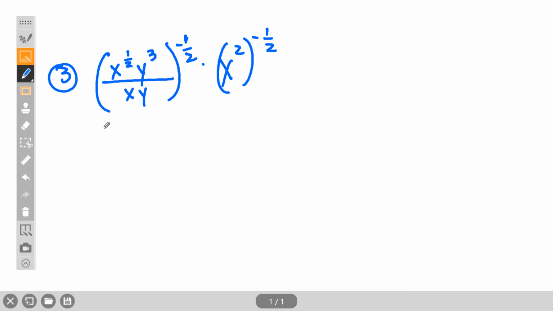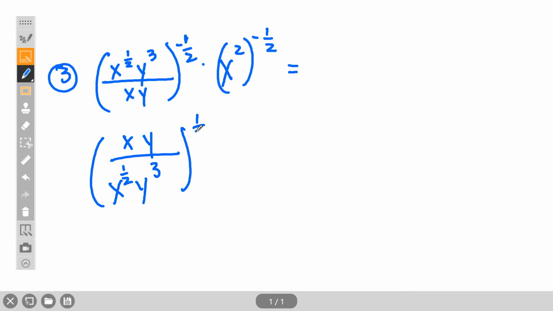First of all, it does not need to be separated like this. This can be in the numerator of this one. Well, actually, not quite. First of all, let me try to simplify each of them separately a little bit. Okay, so this one, negative exponent on the outside means I can just flip the top and bottom. So xy in the top now, x to the 1/2 y cubed in the bottom, and now it's got a positive exponent of 1/2. This is being multiplied by x squared to the negative 1/2. I'll just multiply that 2 by 1/2, so this will be multiplied by x to the negative 1.